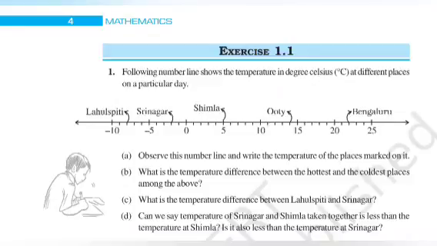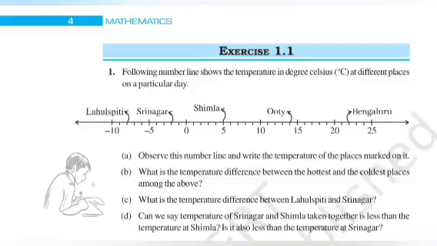Third, what is the temperature difference between Lahul Spiti and Srinagar? So Lahul Spiti is minus 8 degrees and Srinagar is minus 2 degrees. Whenever we have to find a difference, we have to put a subtraction sign in between. So minus 8 minus minus 2. So minus into minus is plus, minus 8 plus 2 equals minus 6. So the answer is minus 6.